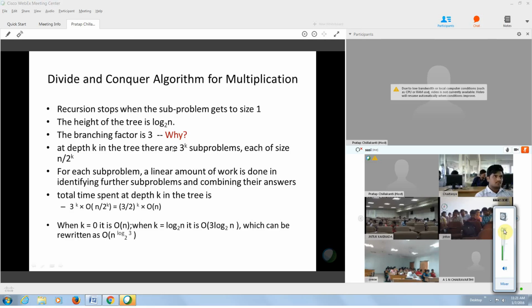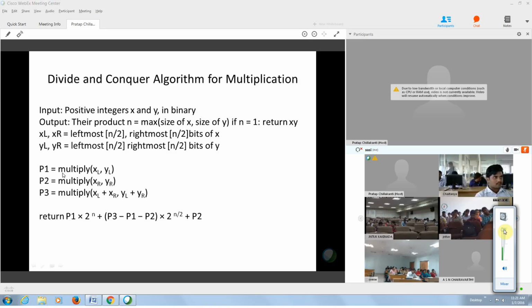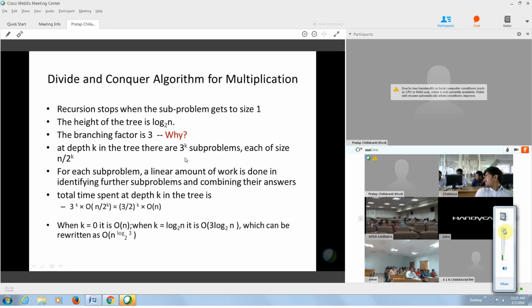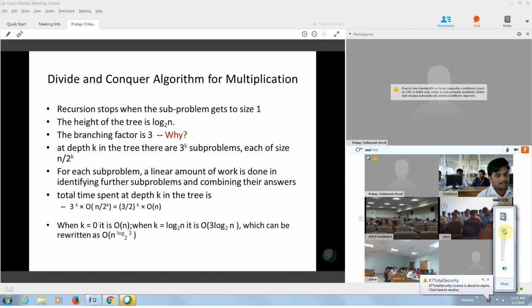And then the branching factor, as we call it, is when you branch into those 3 subproblems. The 3 lines that I showed you here, the 3 corresponds to these 3 statements there. That is the branching factor. Now, typically at depth k in the tree, there are 3^k subproblems. When I say 3k, you mean 3 raised to k. I'm using the term 3k loosely, but it's 3 raised to k. Each of size n over 2^k.